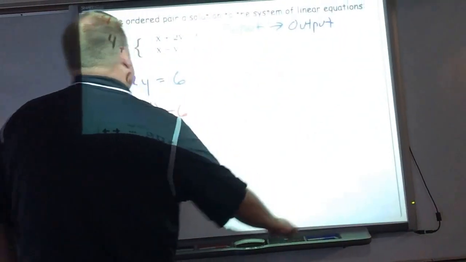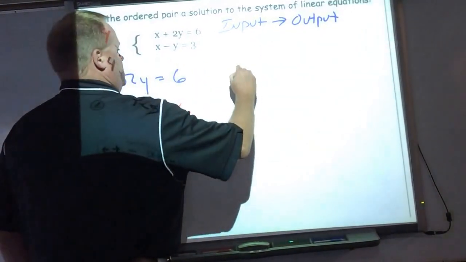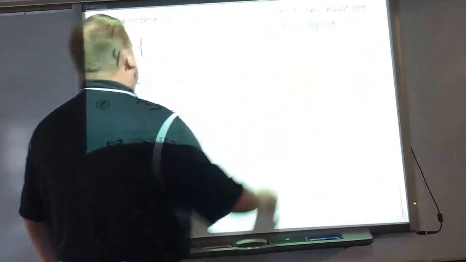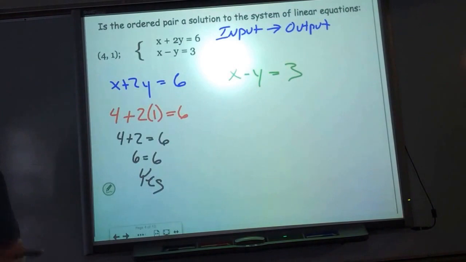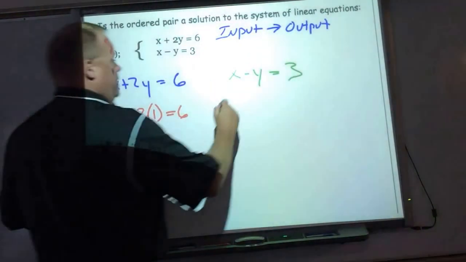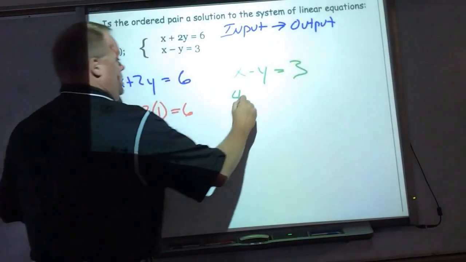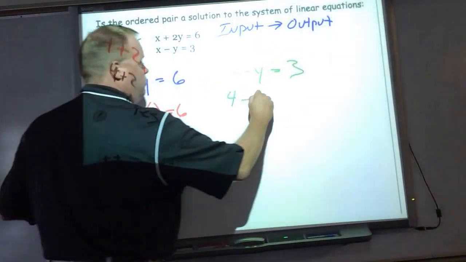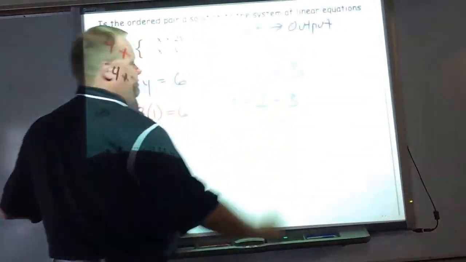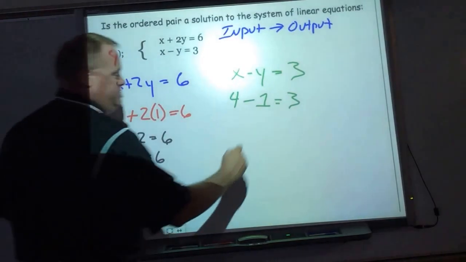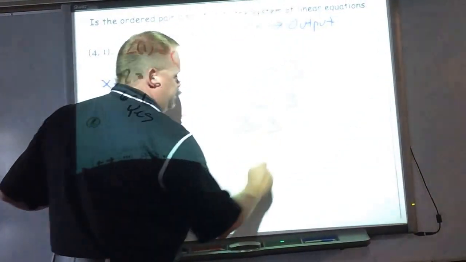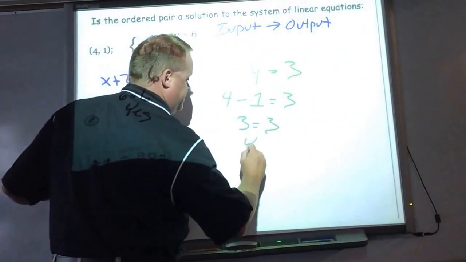So I'll look at this and I'll go, okay, x minus y equals 3. Well, I need to plug in a 4 in for x minus, I'm plugging in a 1 in for y, and set it equal to 3. Well, 4 minus 1 is 3, and 3 does equal 3. So my answer is yes to this one.